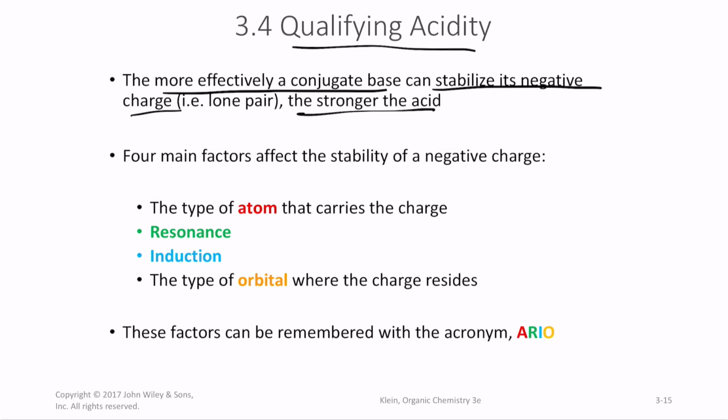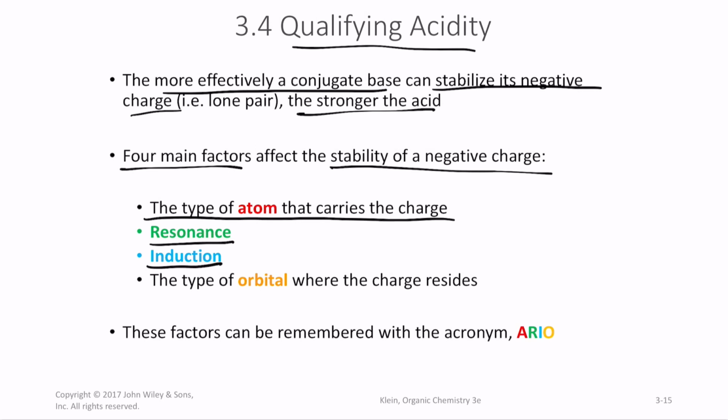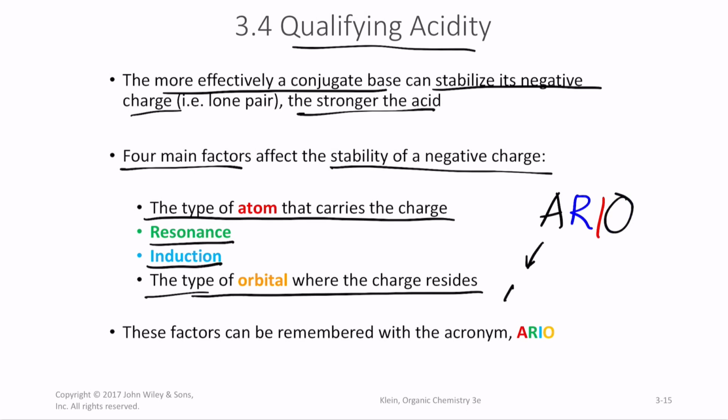Stabilization generally happens from four main factors that affect the stability of a negative charge. The first one is the type of atom that carries the charge, and second is the resonance, then induction, and the type of orbital where the charge resides. These factors can be remembered by the acronym ARIO. A represents the atom, R represents resonance, I represents induction, and O represents the orbital.